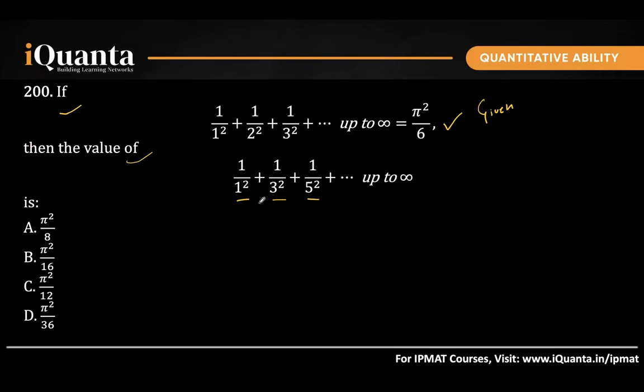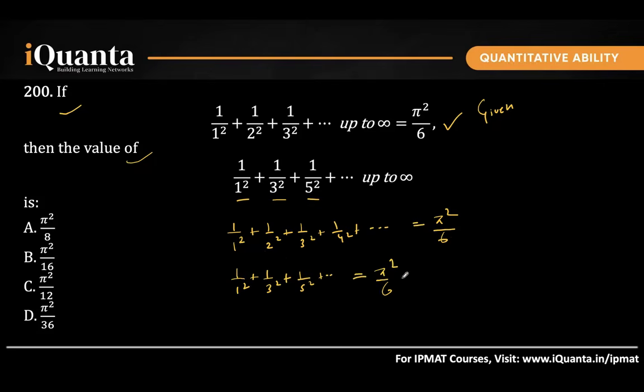Okay, how to do it? We have to separate the odd terms. So let's just write down 1 upon 1 square plus 1 upon 2 square plus 1 upon 3 square plus 1 upon 4 square, and so on up to infinity as pi square by 6. I just want 1 upon 1 square plus 1 upon 3 square plus 1 upon 5 square and so on here. So that will be pi square by 6 minus all these even terms. 1 upon 2 square, 1 upon 4 square, 1 upon 6 square will be sent here. So 1 upon 2 square plus 1 upon 4 square plus 1 upon 6 square and so on will be sent here.